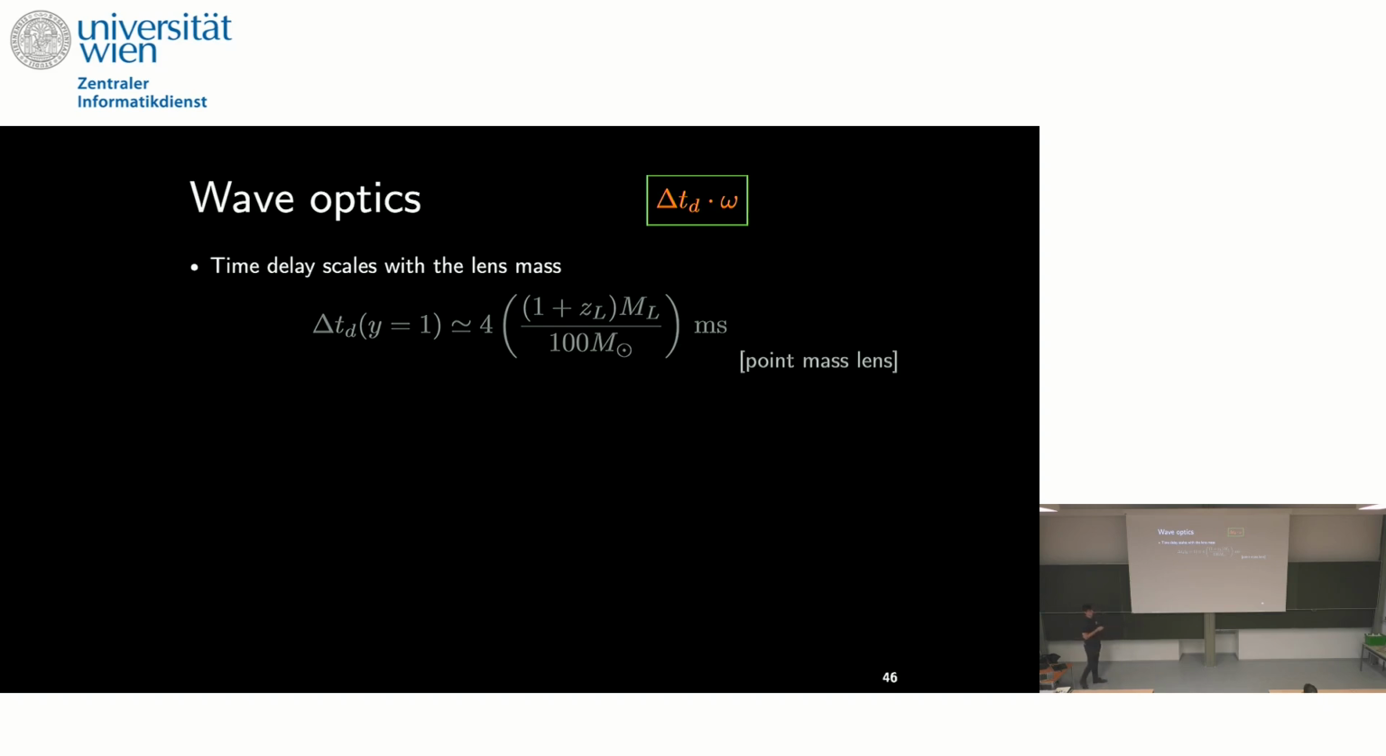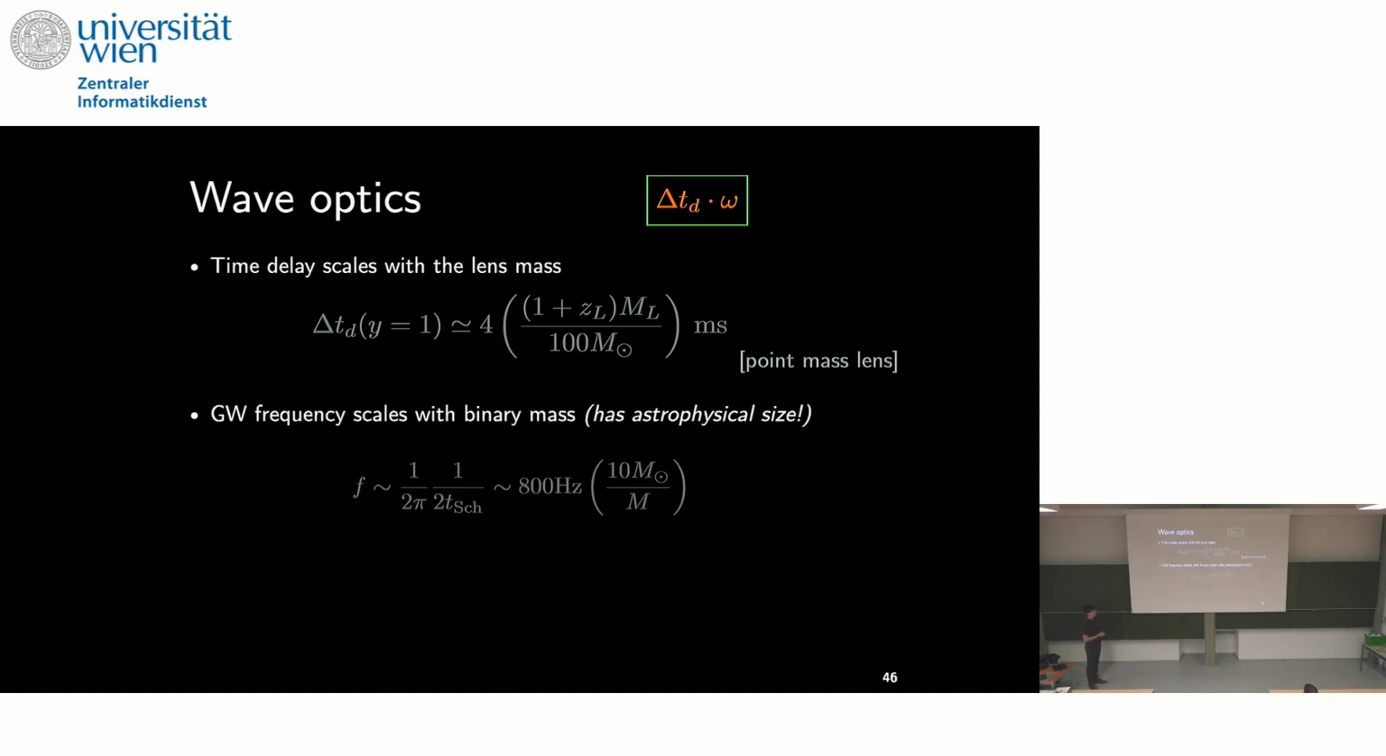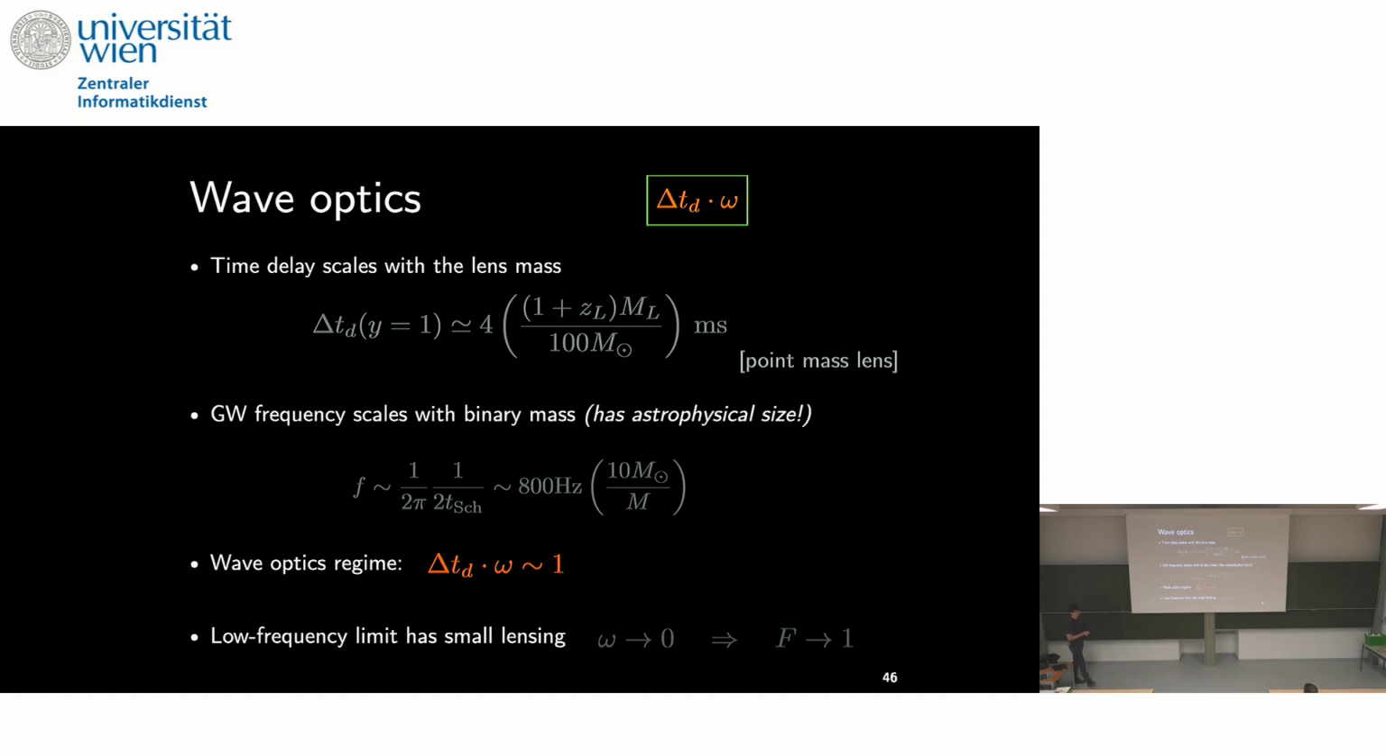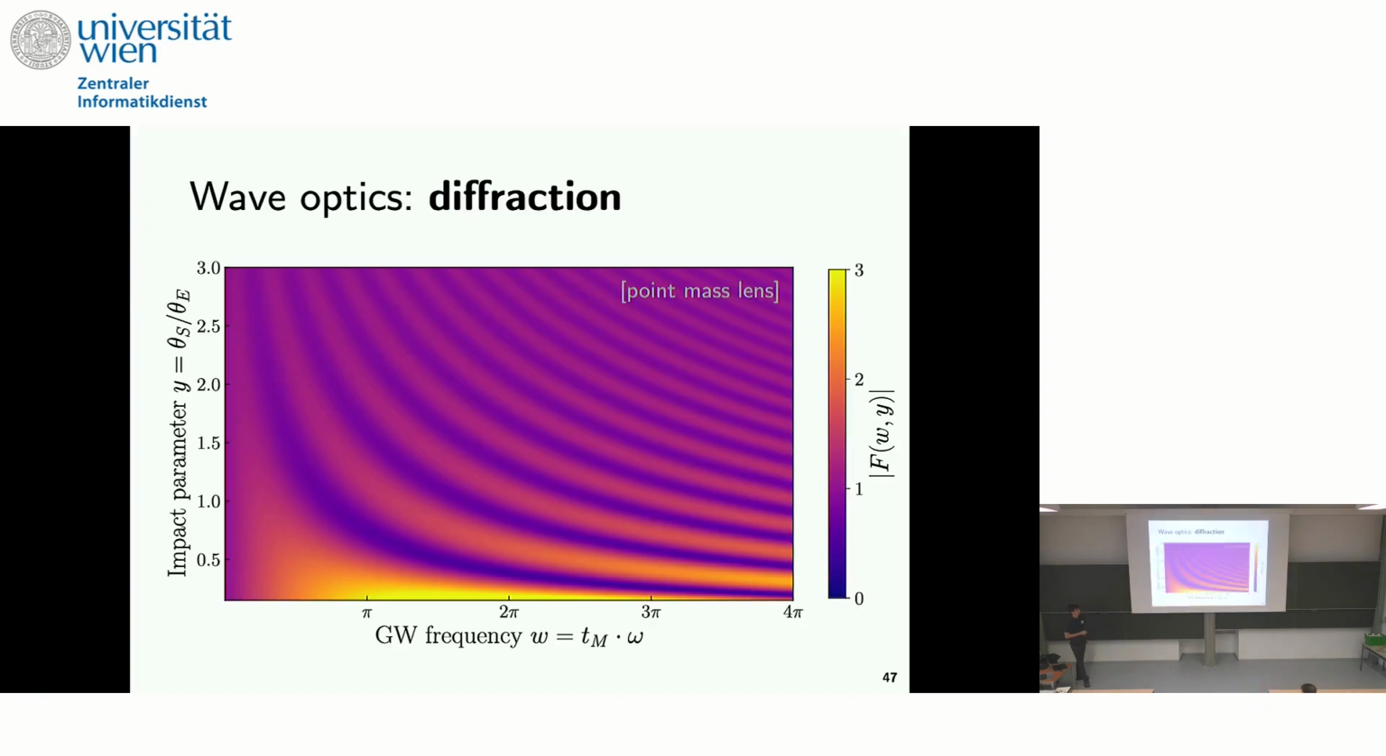So this also gives you a sense of what the masses are in which you're going to get relevant interference effects for current searches. Wave optics is going to happen when these two quantities are comparable. And if you go to the very low frequency limit, at some point your wavelength is so large that it stops seeing the lens, and then your amplification factor just goes to 1. But the case of wave optics is interesting, and then you need to solve the integral for the amplification factor, and you're going to get these really nice diffraction patterns.